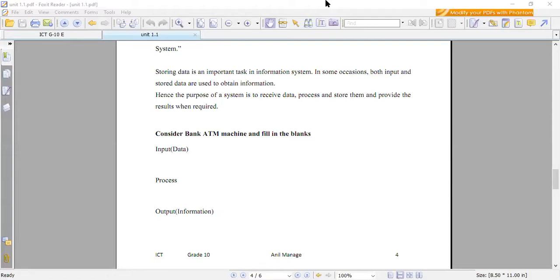Okay. So when you take the ATM machine, we have different inputs. I can tell PIN number, then the amount I want to withdraw, ATM card details. Right? So those are the inputs.